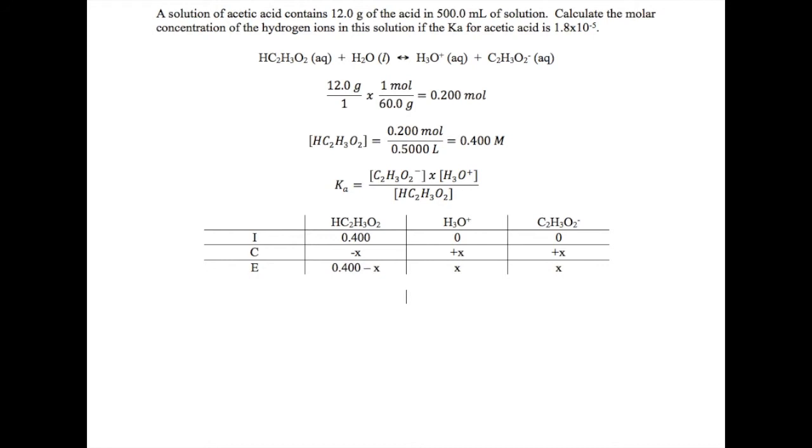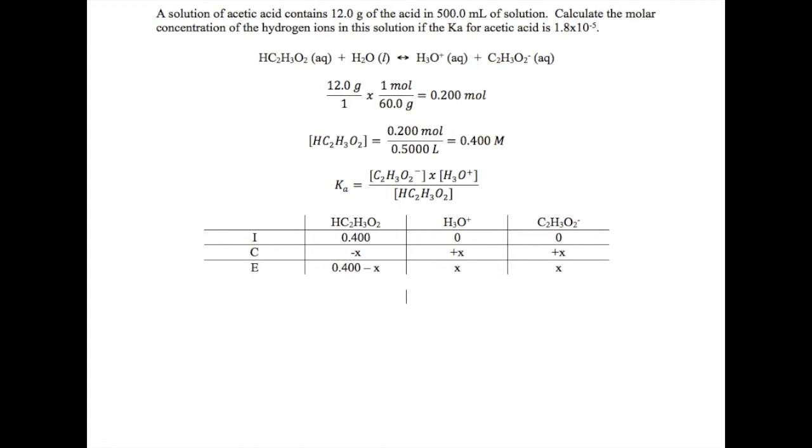Again, we're going to need an ICE chart for a weak acid calculation. In this case, the concentration that we calculated using stoichiometry is the initial concentration of the acetic acid, 0.400. We can see that in the I row under acetic acid. In the initial row for the hydronium ion and the conjugate base, the acetate ion, we again have 0 and 0 because initially none of it has ionized yet.